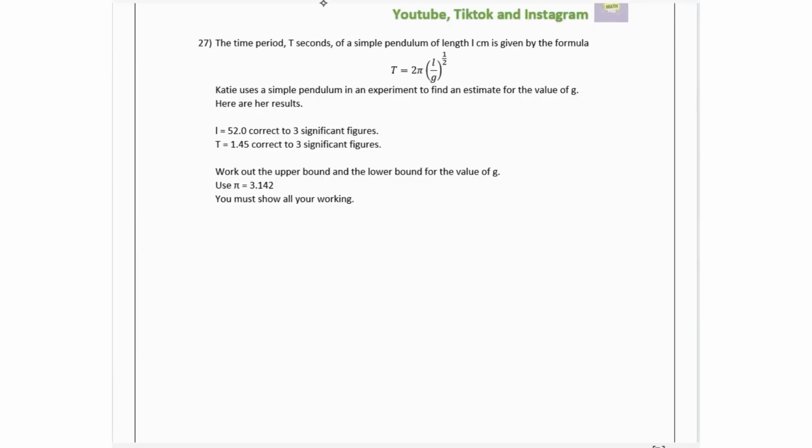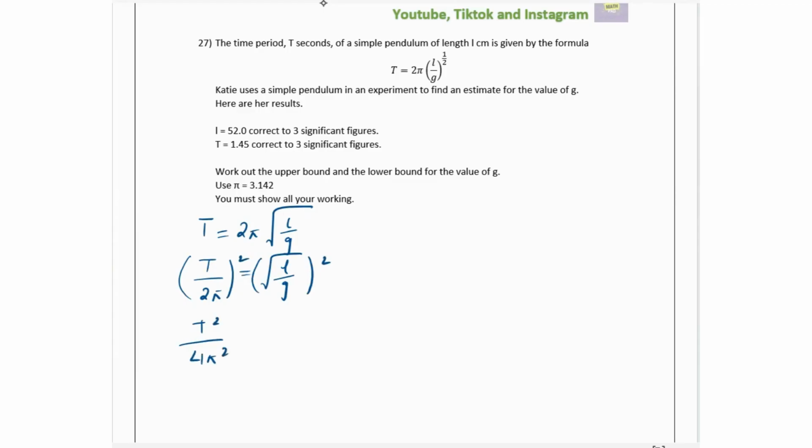So first, let's make g the subject of the formula. It's t equals 2 pi root of L over g. So t divided by 2 pi equals root of L over g. Then we square both sides to get rid of the square root. So it's t squared over 4 pi squared equals L over g. And g would equal 4 pi squared times L over t squared. That's g.